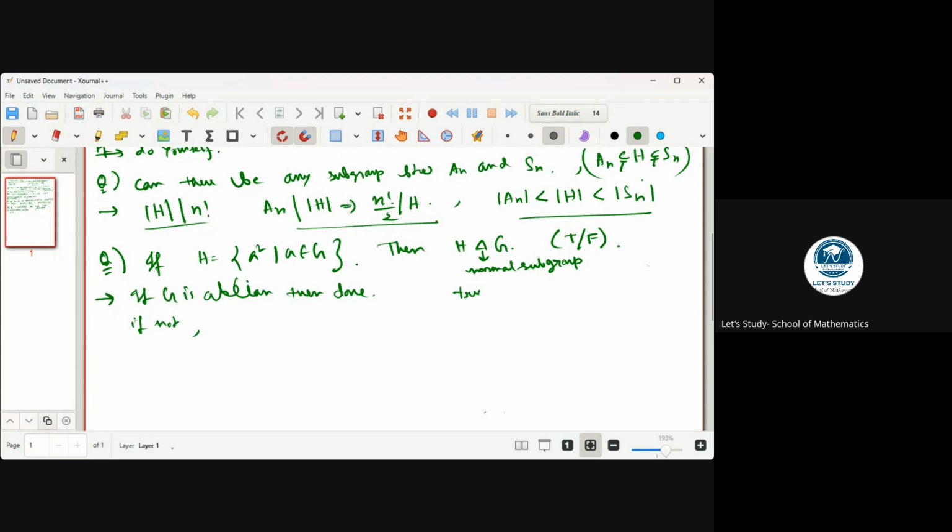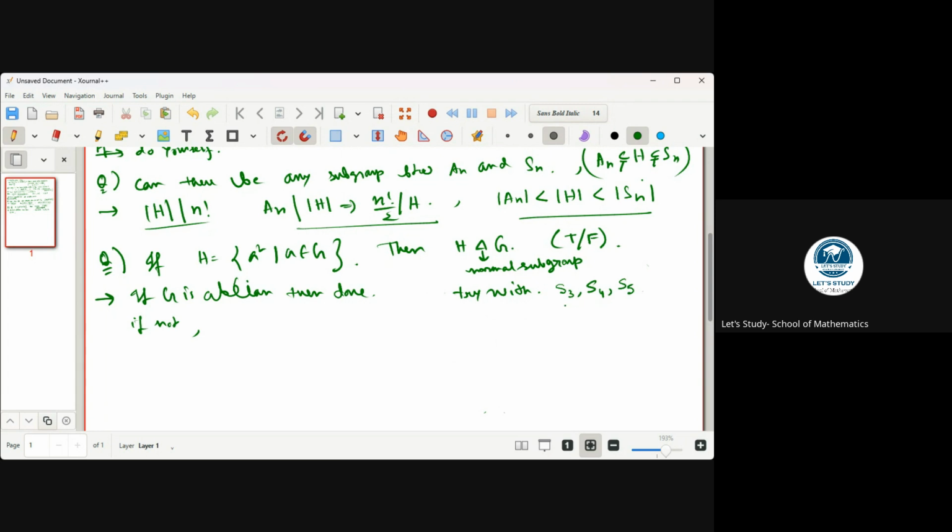Please try this at home, okay? You just have to do calculations. Try with S3. Sir, in the dihedral group or quaternion? Yes, it can be; you have to find H. I am just talking about the symmetric group case. Okay.